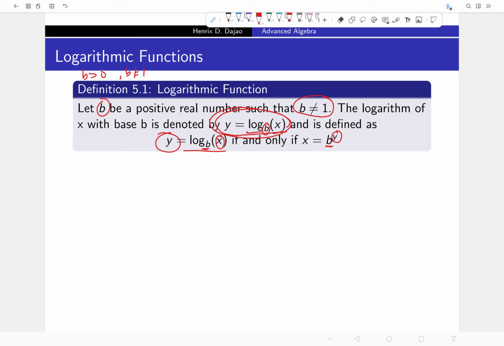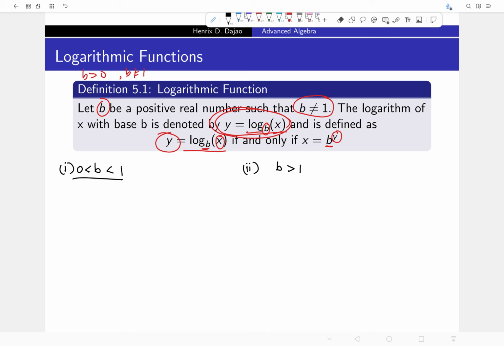So there are two cases that we are to consider here. First case, if b is greater than 0, that's positive, but less than 1. And the second case will be if b is greater than 1. So what is the graph of the logarithmic function in each case?